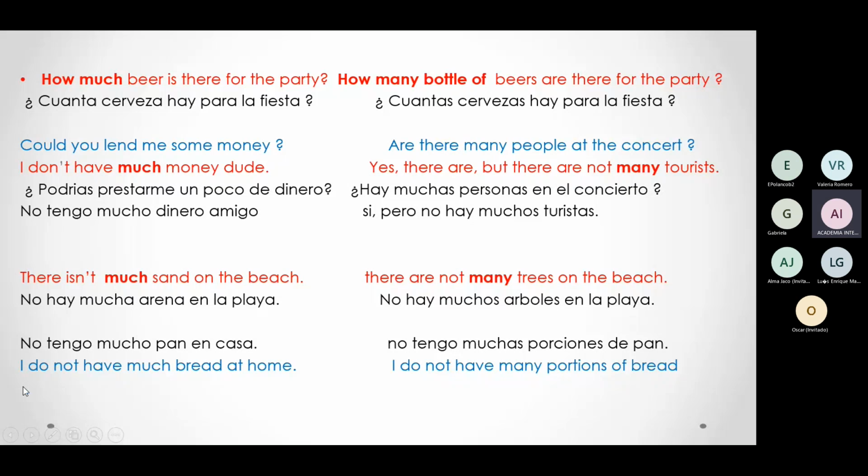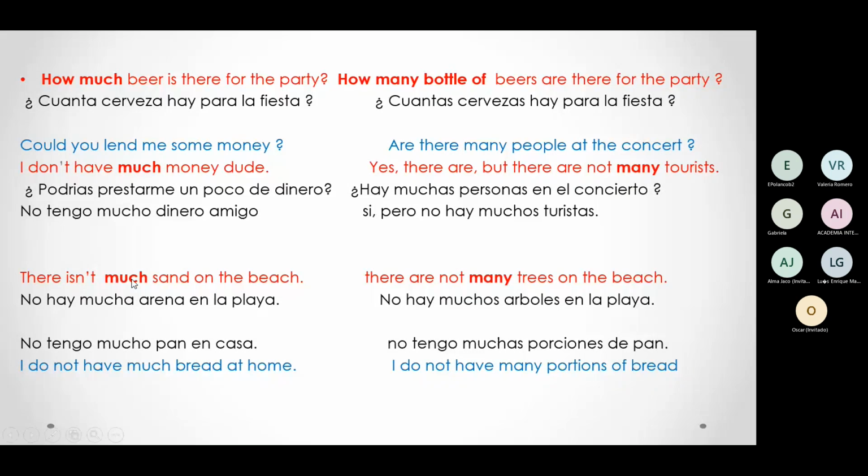Me. Okay, go ahead. I do not have much bread at home. Okay, I do not have or I don't have, it's the same. Yeah, you can say I do not have, and it's okay if we say as well we don't have, it's the same. Okay, I don't have much bread at home.